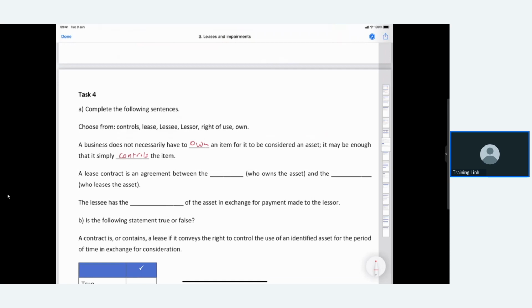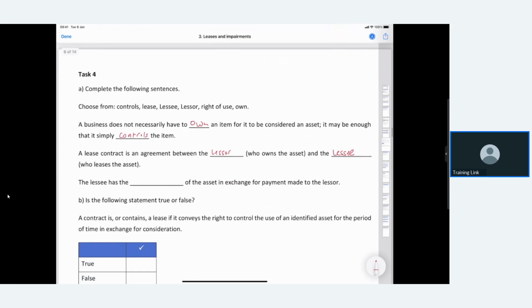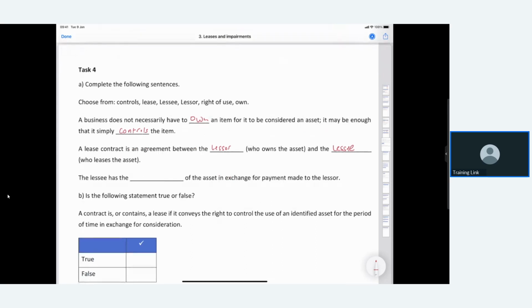A lease contract is an agreement between the lessor, who owns the asset, and the lessee, who leases the asset. The lessee has, and it would be, the right of use.